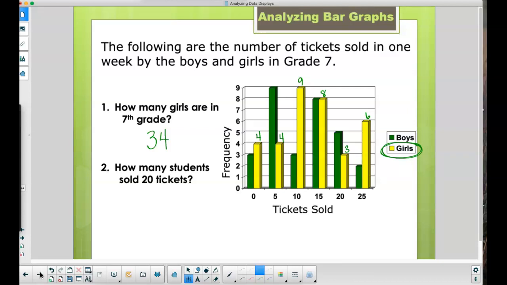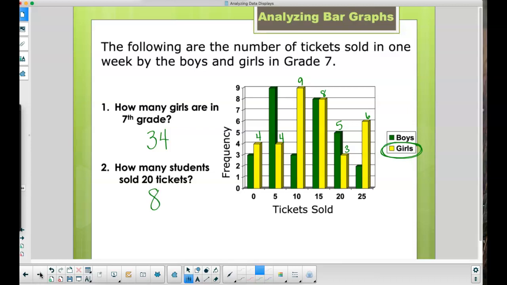How many students sold 20 tickets? How many students sold 20 tickets? What would you say, Nina? Not just 3 girls sold 20 tickets, but what about the boys? So remember, there are 5 boys, so how many students? Mm-hmm. So then it would be what? 8. So that's where this gets tricky, right?